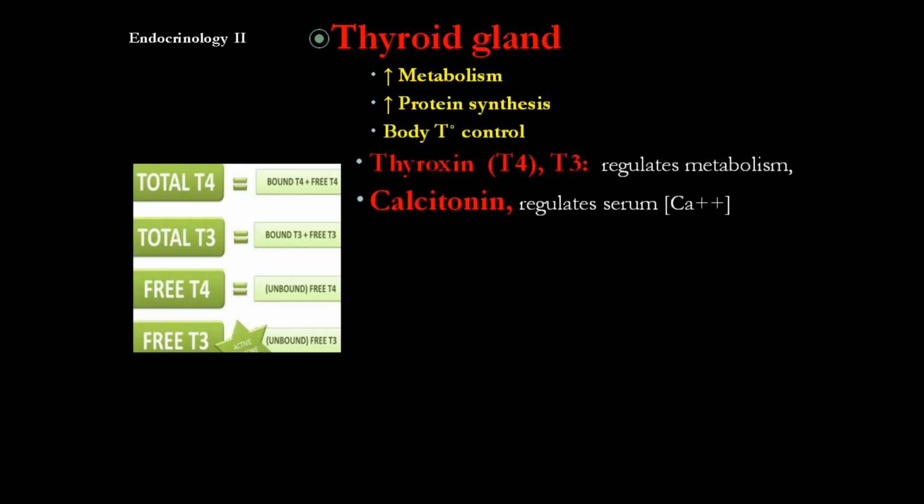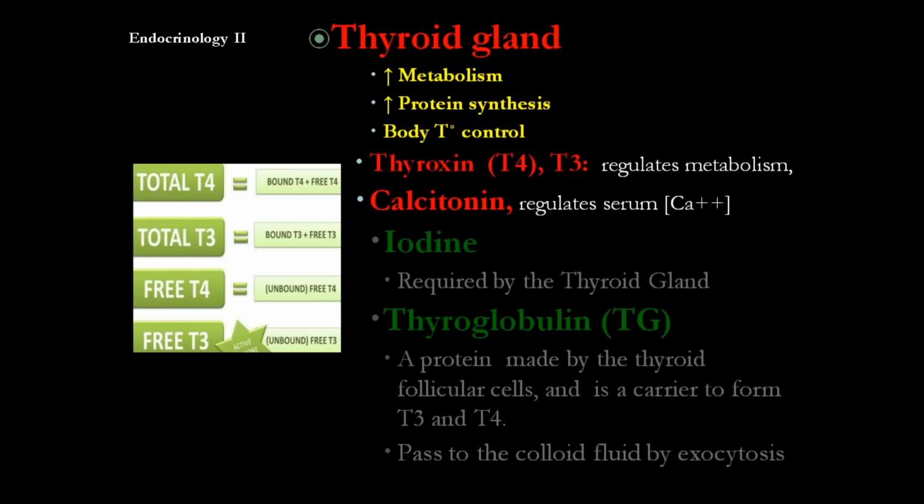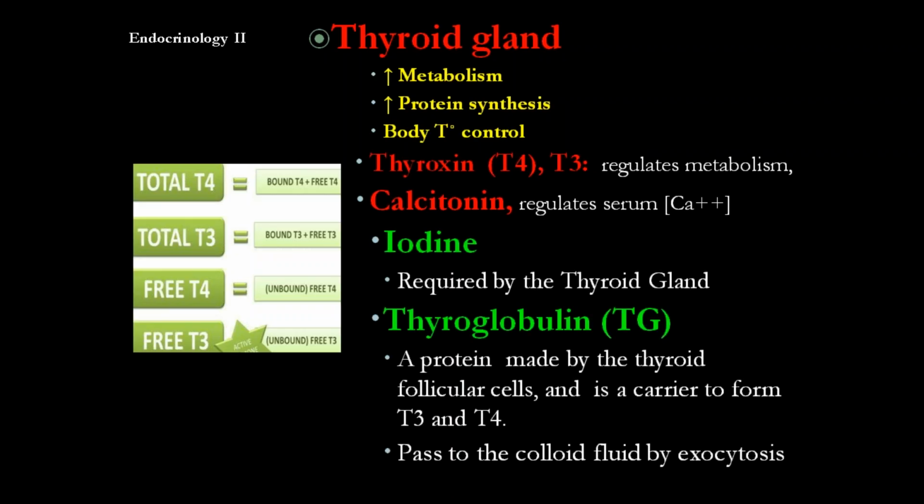One of the things is body temperature control, which is one of the three main functions of the thyroid gland. All right, another thing is that calcitonin is the other hormone that is going to regulate the concentration of calcium in blood. All right, so let's start.